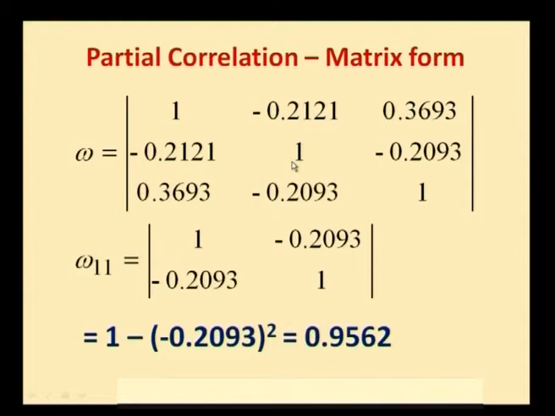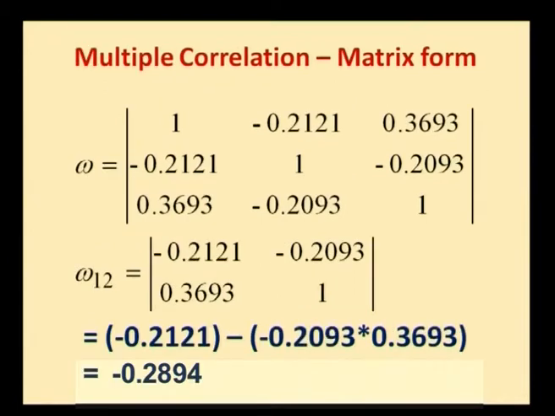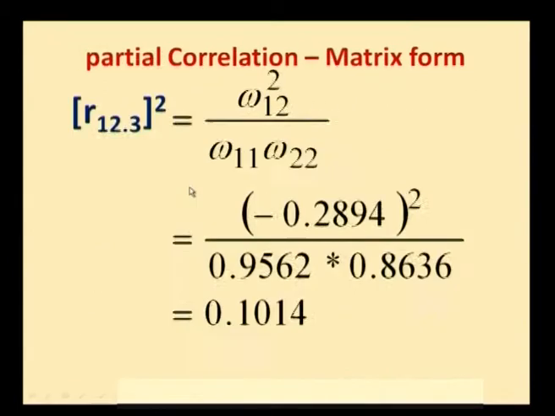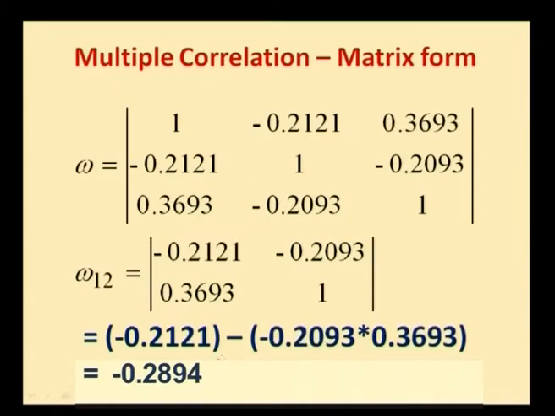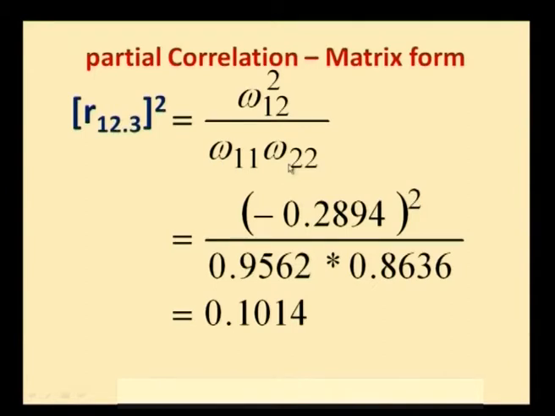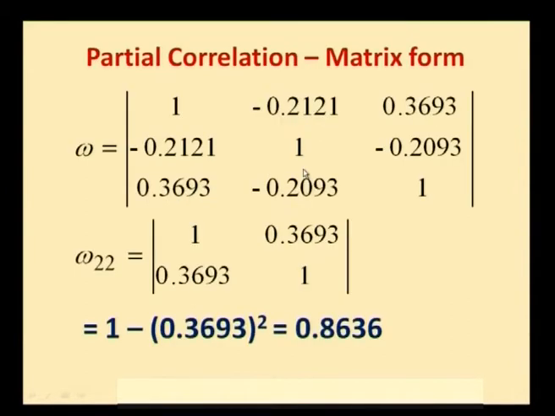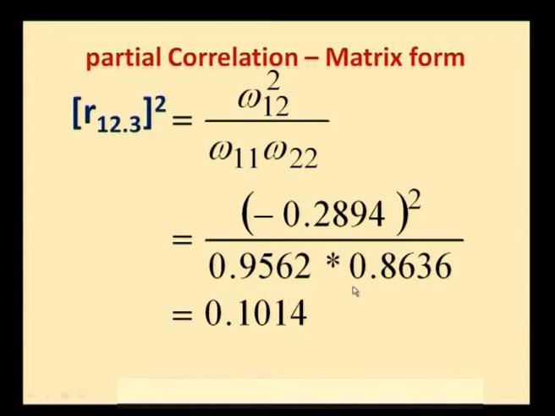So, I calculate all the relevant quantities, omega 1 1, omega 2 2, omega 1 2, because that is what I require here for partial correlation, and then I plug in the respective quantity, omega 1 2, 289 for the square, omega 1 1, omega 2 2, which we calculated earlier. Here they are all plugged straight away in this formula. Computing this, we get the answer for the partial correlation of 1 and 2, eliminating mathematically the effect of the third variable.